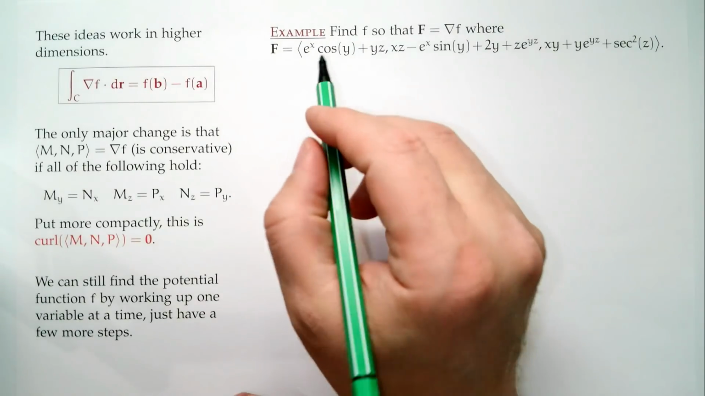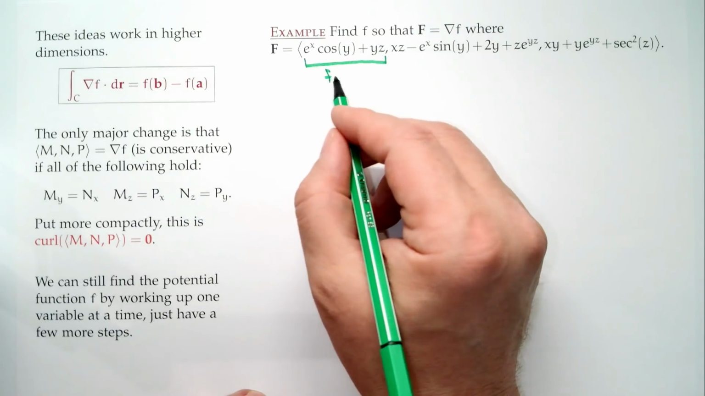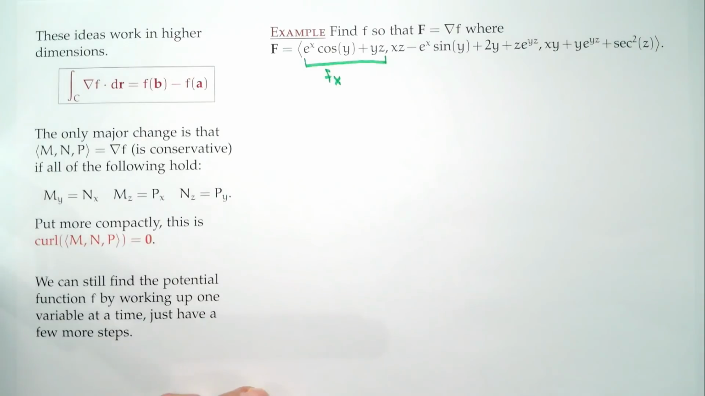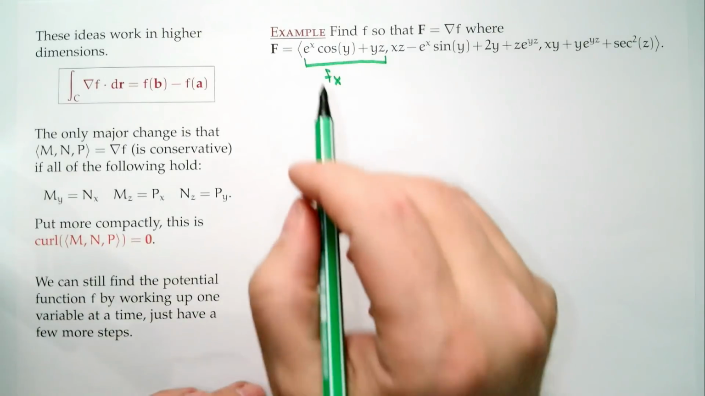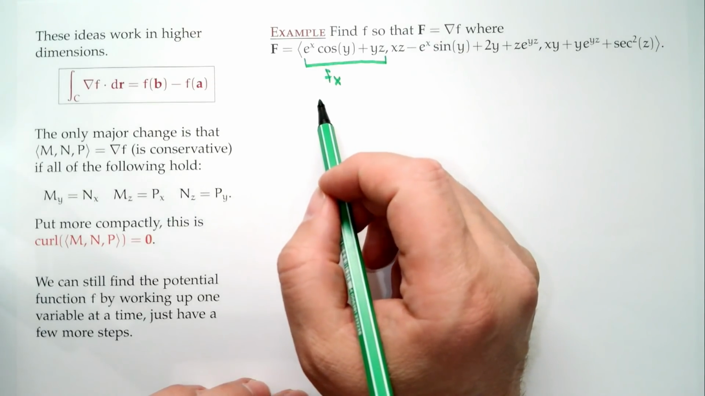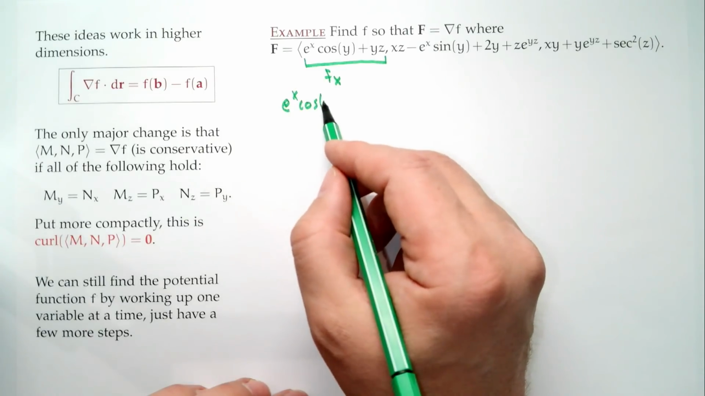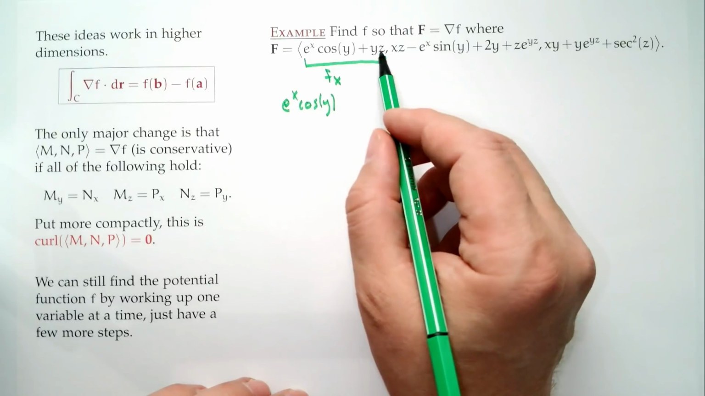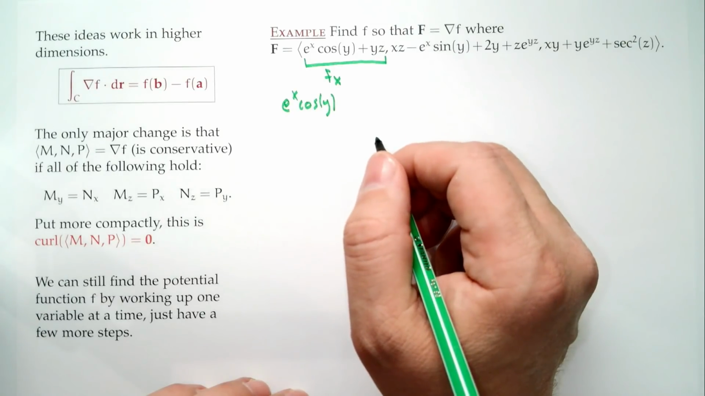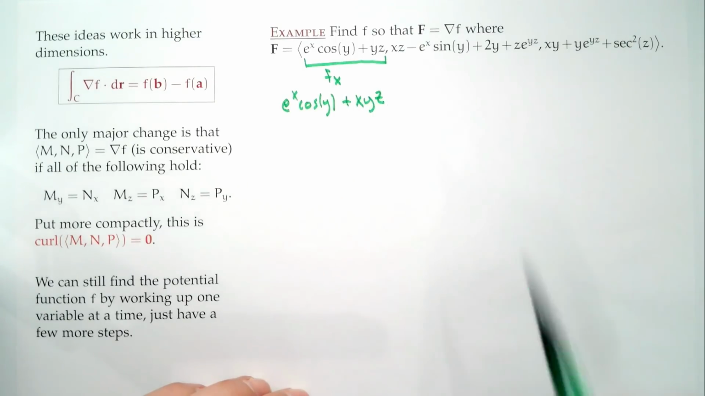So, we're going to work through each slot and say, okay, this slot, this is our f sub x. So, let's see what our function f should have. So the parts of our function which involve the variable x will need what? Well, if I take the derivative of e to the x cosine y with respect to x, what do we get? E to the x cosine y. If I take the derivative of yz with respect to x, what do we get? xyz. So our function better have these 2 pieces in it.